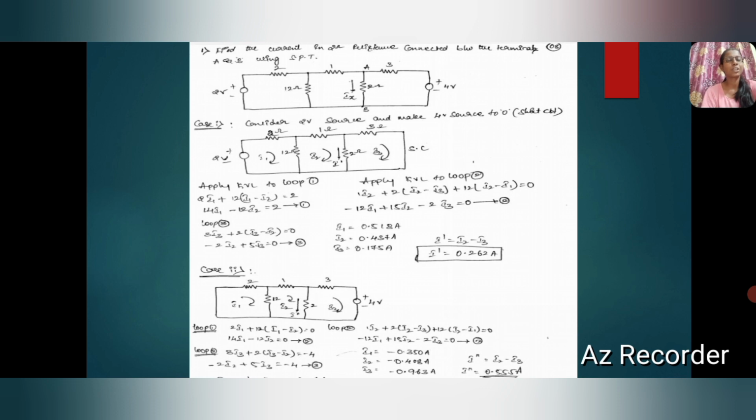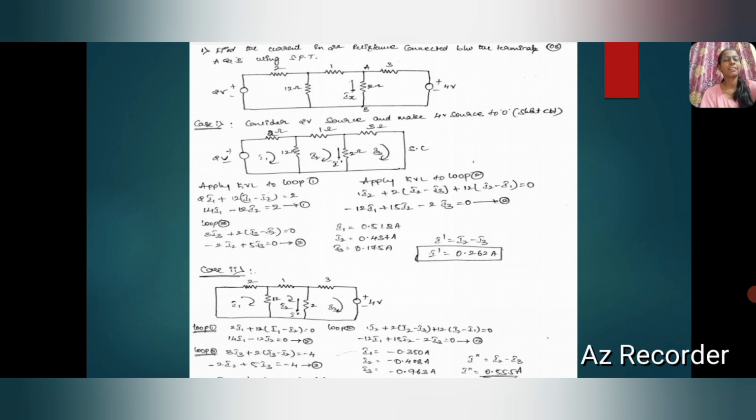We have 3 loops which are named I1, I2 and I3. For loop 1, 2I1 plus 12 into I1 minus I2 is equal to 2. By simplifying the equation, we get 14I1 minus 12I2 is equal to 2. Let us consider this as equation number 1.